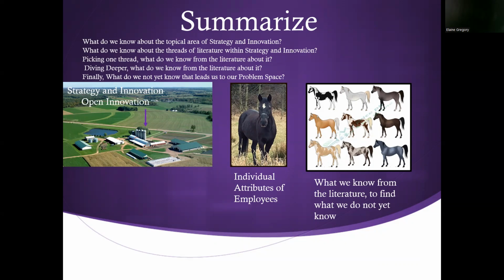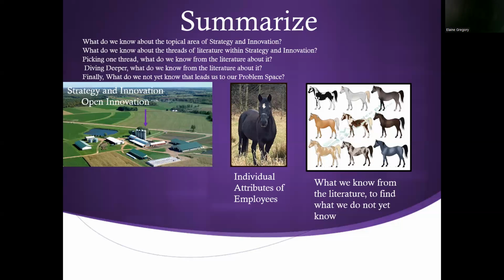So what do we know about strategy and innovation? And what do we know about the threads of literature within strategy and innovation? In this example, we picked one, open innovation. So we pick one thread and we dive deeper. What do we know from the literature about open innovation? And within open innovation, we find out that there's these studies about the individual attributes of employees. So we want to dive deeper. Well, what do we know in the literature over the last 3 to 5 years about open innovation and individual attributes of employees? And that represents all those little horses.